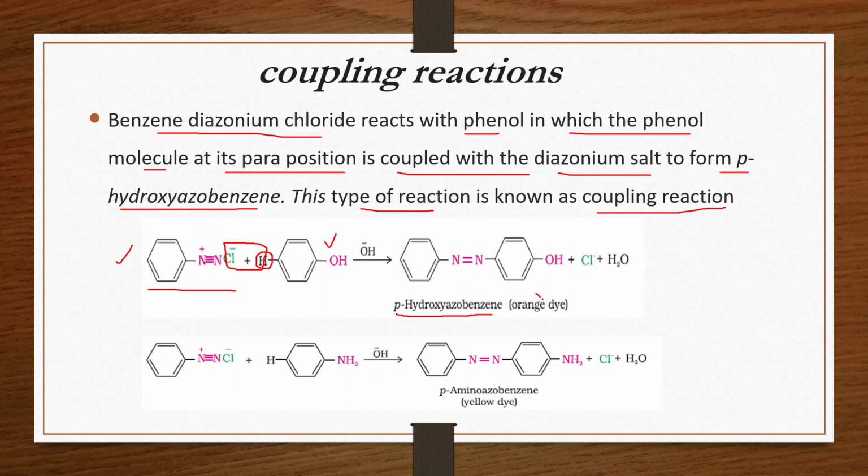para-hydroxyazobenzene. This is the orange dye. In the same way, if in place of phenol we take aniline, then at the para position the hydrogen will react with this, and again we will get this para-aminoazobenzene. This is yellow dye.